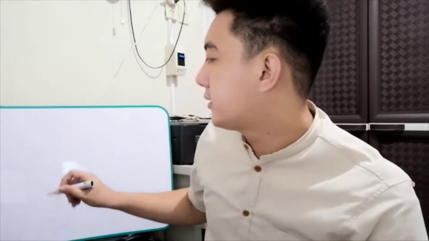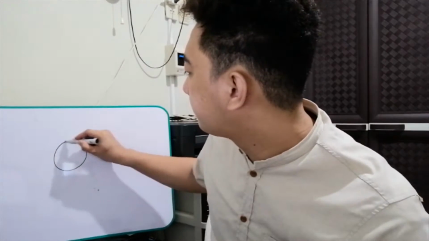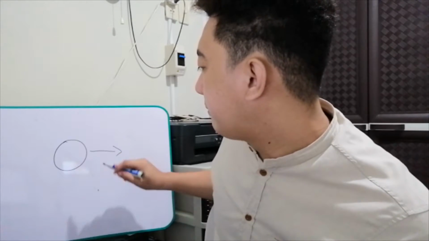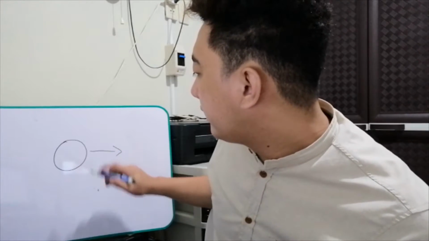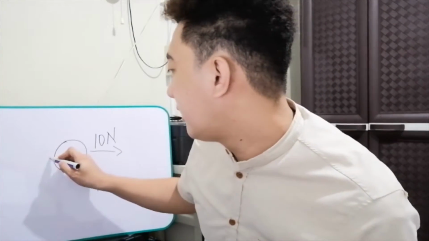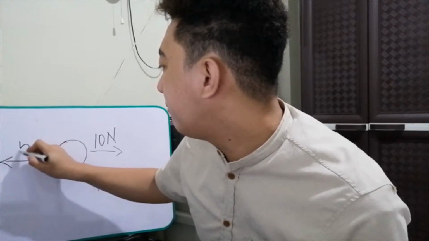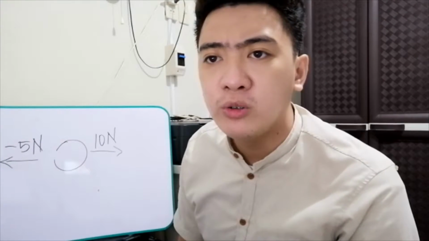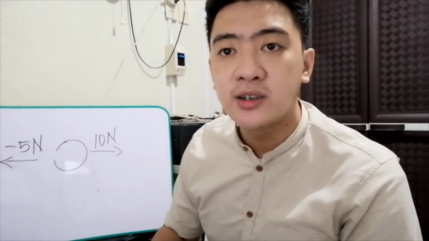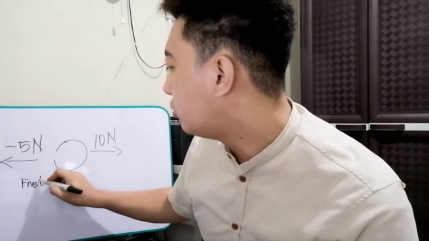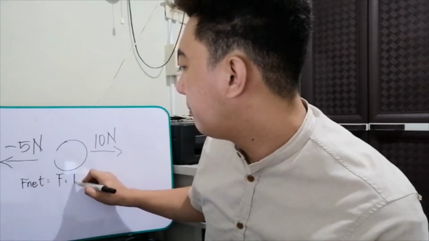How about if the object experiences this kind of forces? Let us assume that this ball experiences a 10 newton force to the right and a 5 newton force, negative 5 newtons, to the left. So what would be the resultant force? Let us use the formula for the net force. So F net is equal to F1 plus F2.